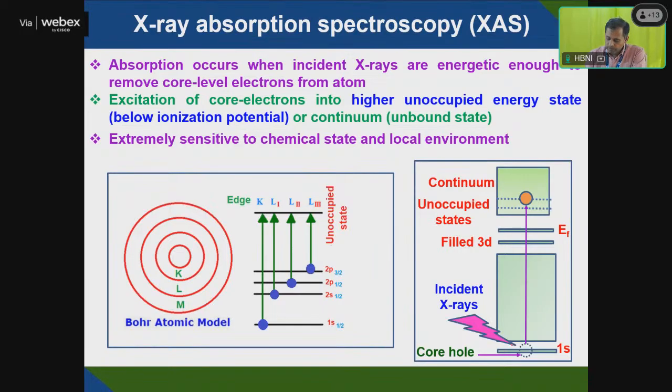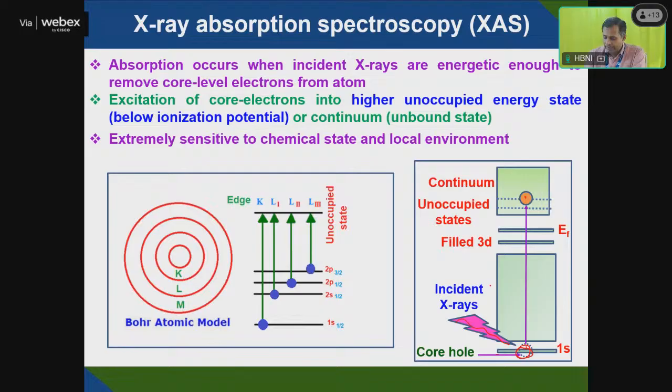So this is the core electron 1s orbital. If you see the incident X-ray falling on the core electron in the 1s orbital, because of this the energy will be absorbed, and this electron will be knocked out from the core orbital. Either it will go to the continuum, or it will go to an unoccupied higher orbital state, or it will go to the vacuum.